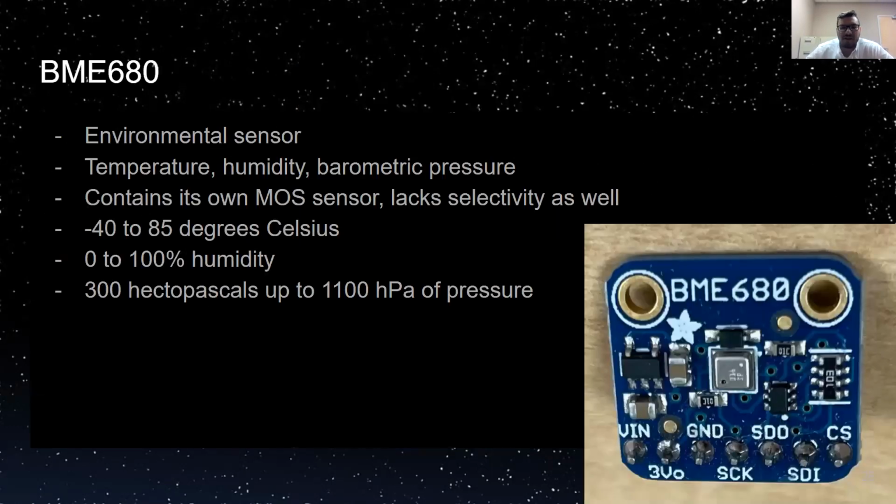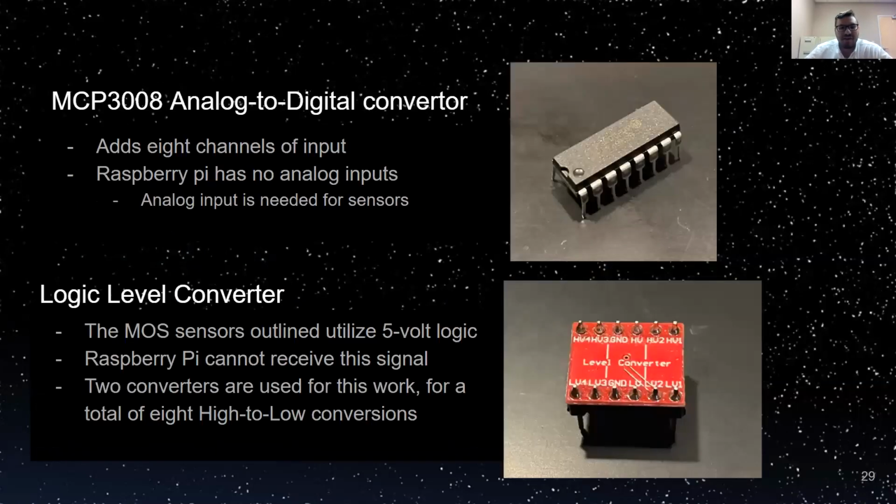The BME 680 is our environmental sensor. It measures temperature, humidity, and barometric pressure. It also contains its own MOS sensor. Again, these lack selectivity. This one is just a generalization. And you can see here a few of the environmental, the temperature and humidity readings that it can take.